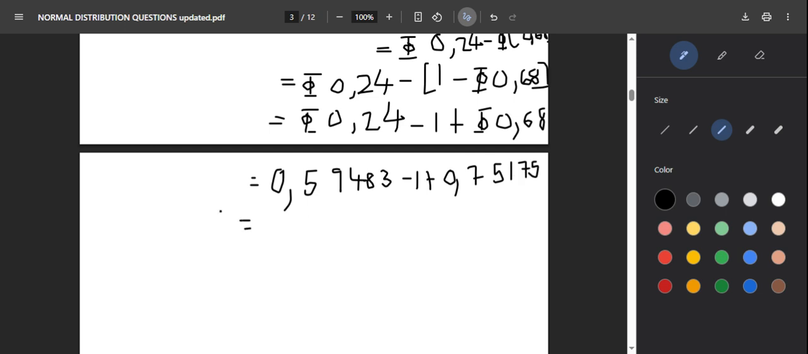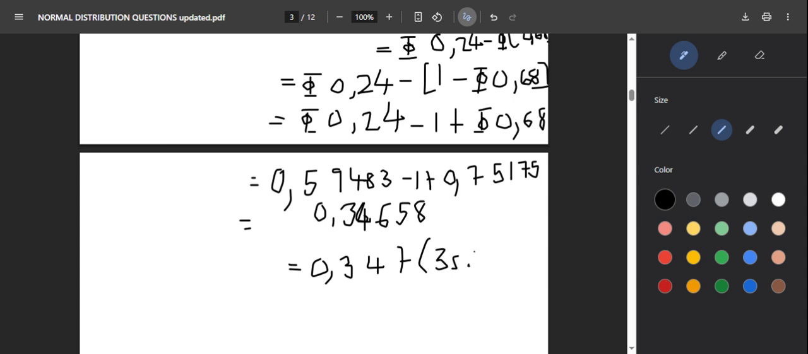Okay, let us just punch it into the calculator and check what we get. If you punch it all into the calculator, you get 0.34658. Let us round it off to three significant figures. So it's 0.347. So this is correct to three significant figures.